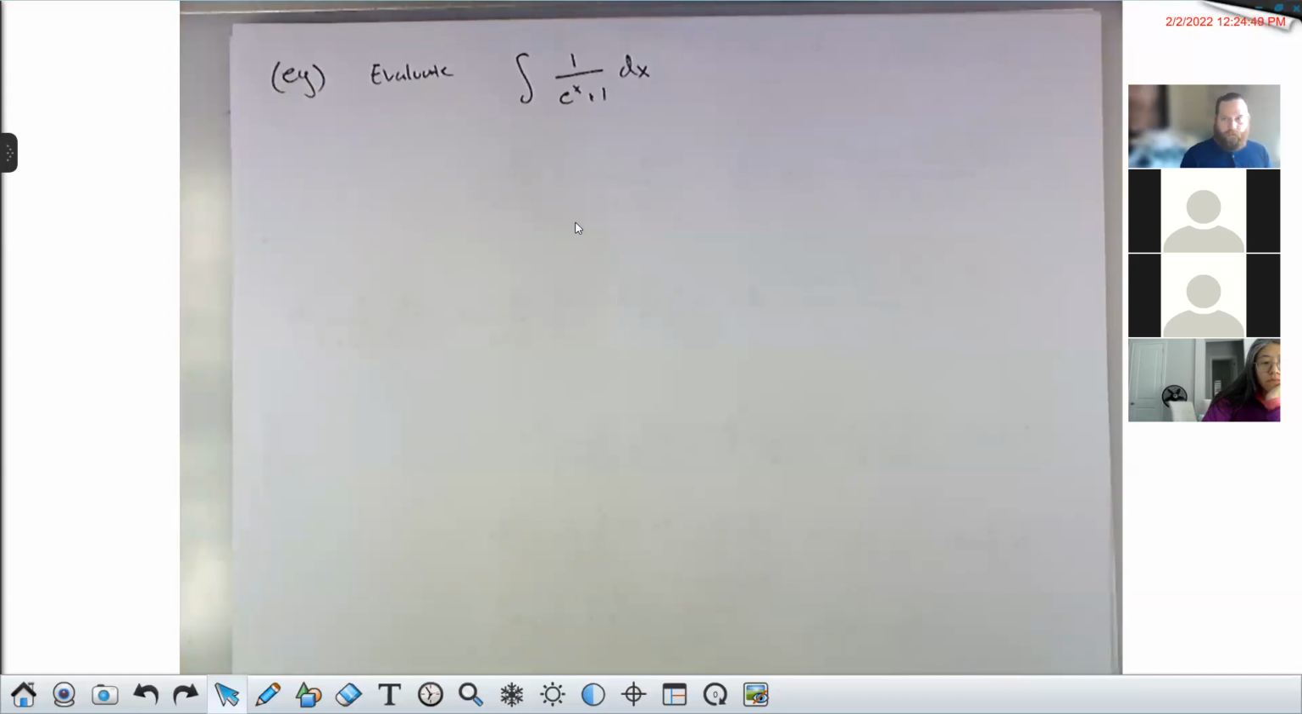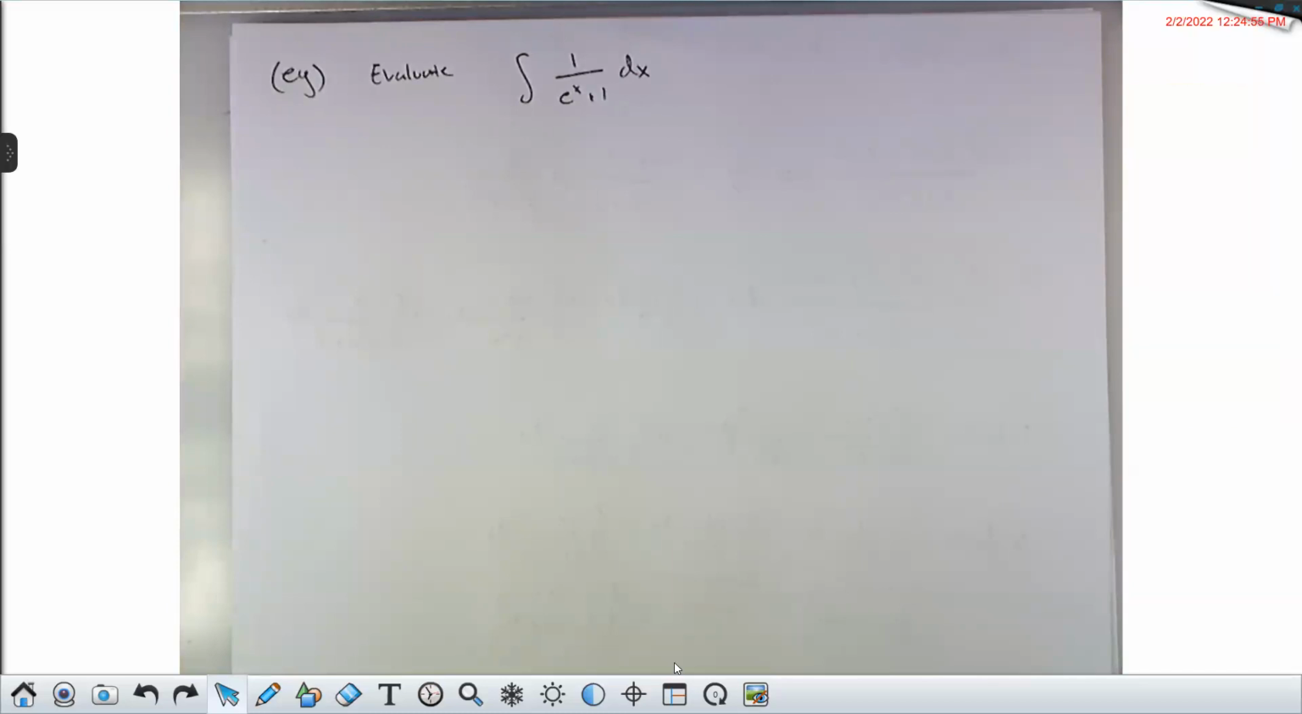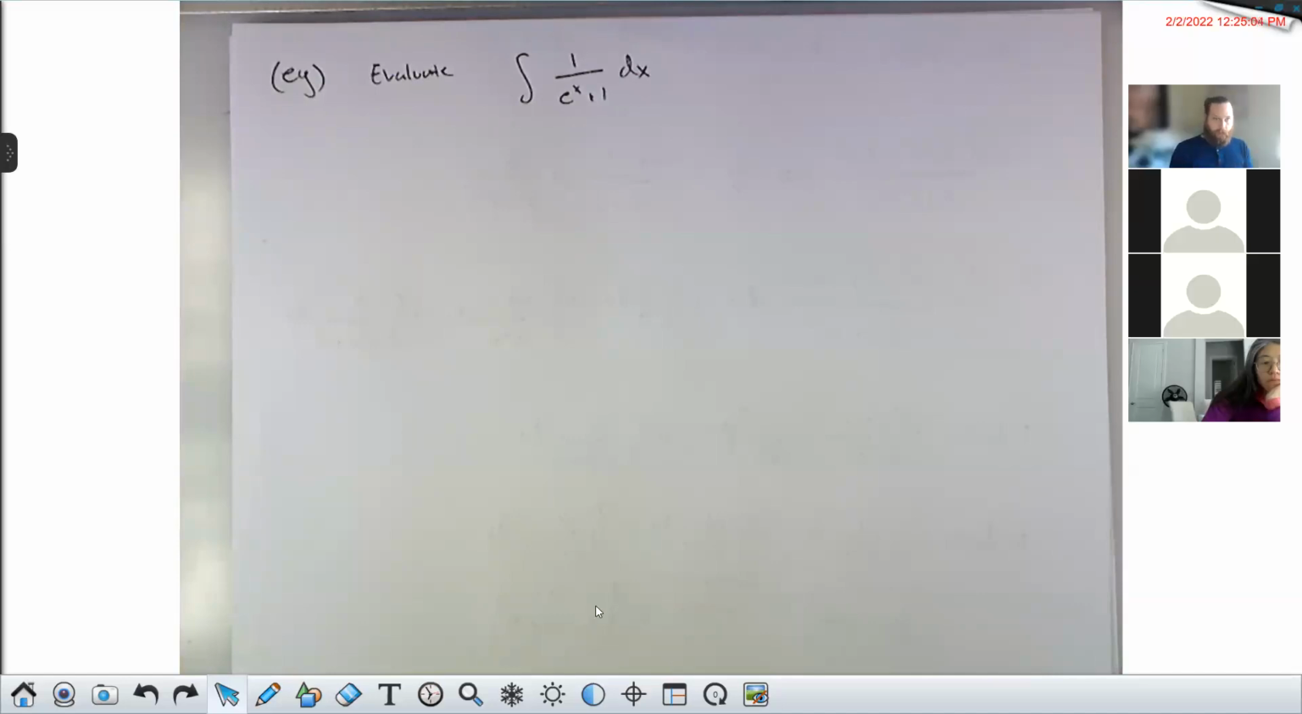Here's a funny looking integral. Can I do partial fractions on this? Should be a resounding no, right? This is not a polynomial. e to the x is not a polynomial, it's exponential. So no, cannot do partial fractions on this.